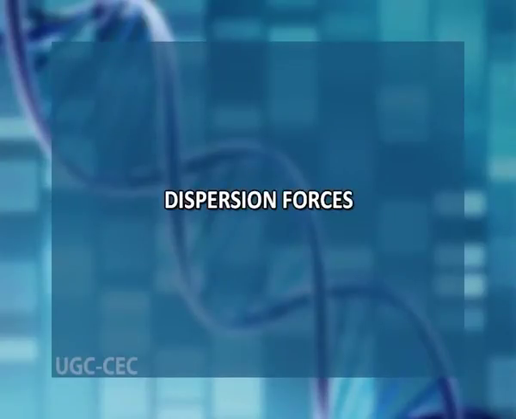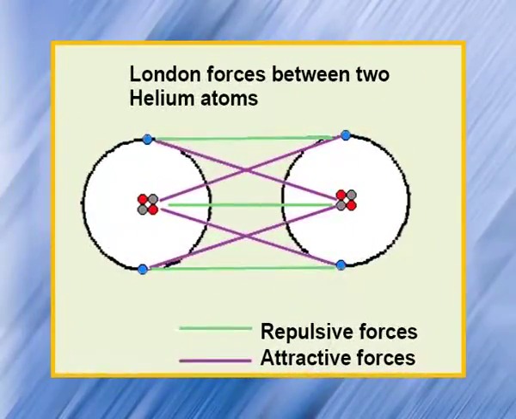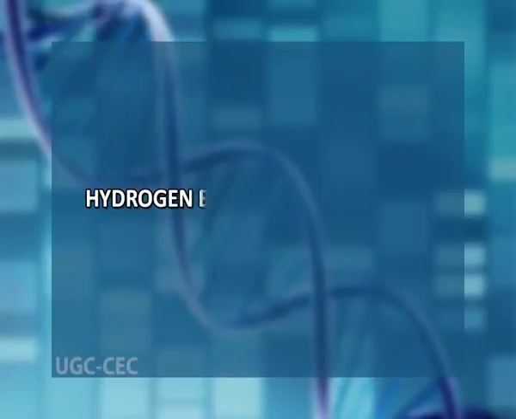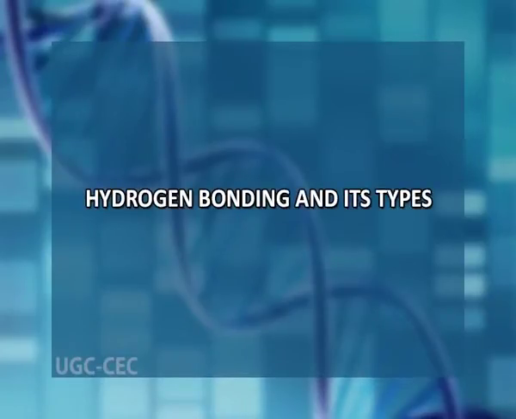Now, dispersion forces. The default intermolecular force present in all molecules and atoms is the dispersion force, also called London force. Dispersion forces are caused by fluctuations in electron distribution within molecules or atoms. Since all atoms and molecules have electrons, they have dispersion forces. The electrons in an atom or a molecule may at any one instant be evenly distributed. Hydrogen bonding and its types.